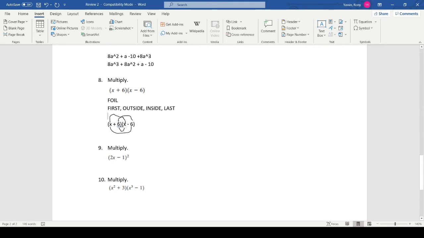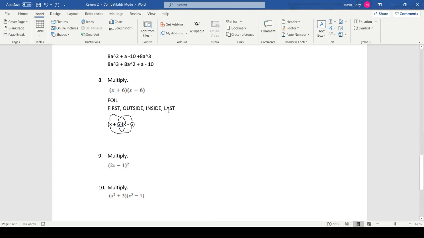And then last. So the last value is in both parentheses. So 6 is the last one here, minus 6 is the last one here. So 6 times minus 6, these are the last ones. So if you do the FOIL method, it just solves itself. So write out your work when you do this.